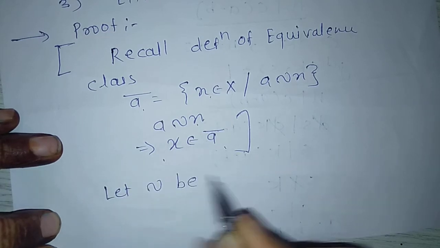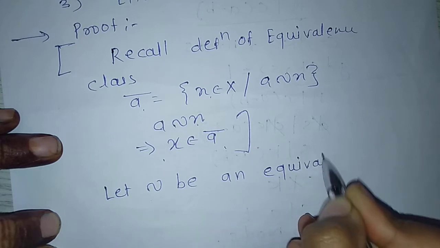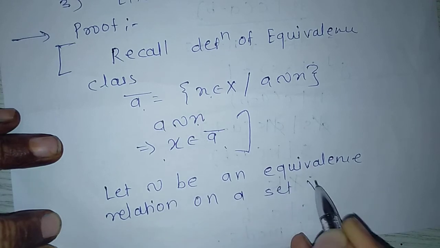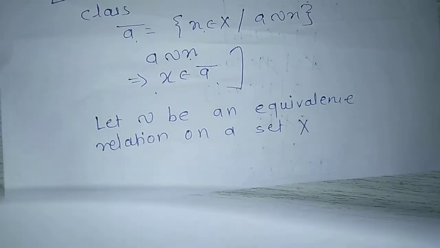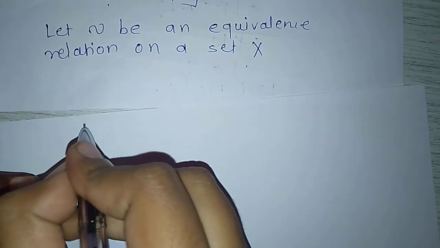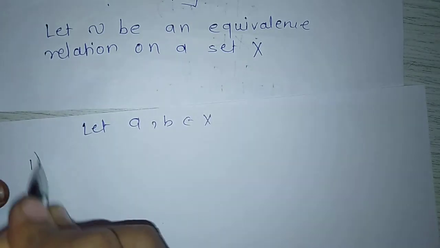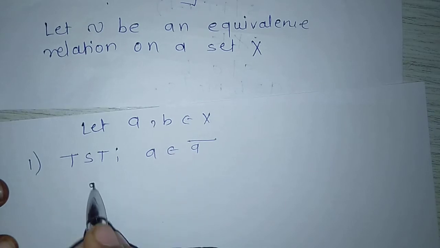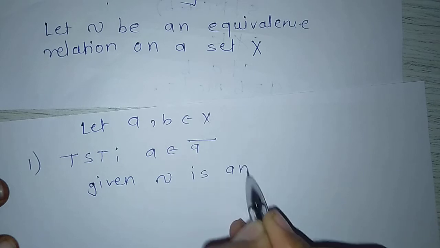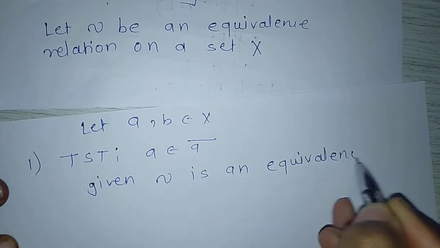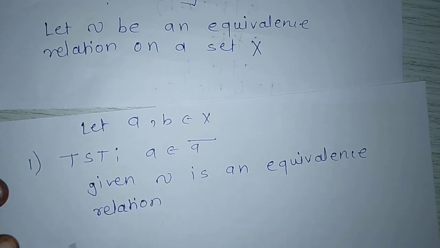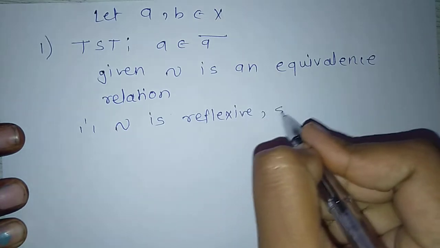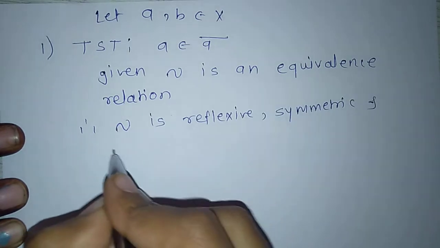Let tilde be an equivalence relation on a set X. On a set X, let a, b belong to X. First, to show that a belongs to a bar: given tilde is an equivalence relation, therefore tilde is reflexive, symmetric and transitive.